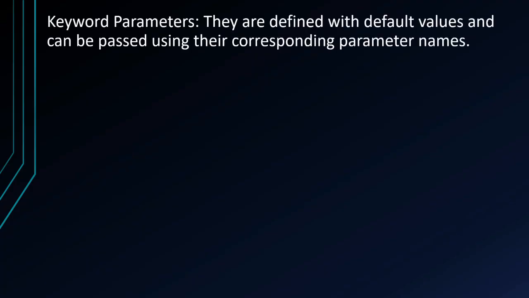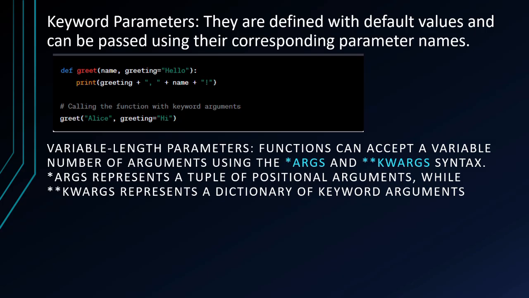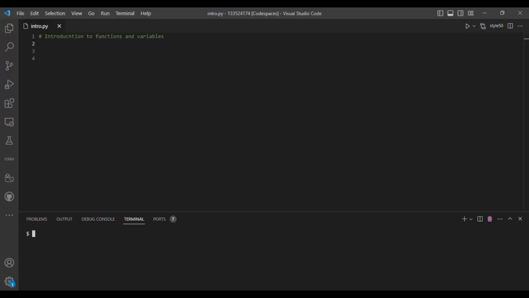So the next one is keyword parameters. Keyword parameters have default values and can be passed using their corresponding parameter names. Here is an example of the keyword parameters. We pass the keywords inside the parentheses, and the other is the variable length parameter. Variable length parameters allow functions to accept a variable number of arguments. So here are star args and star kwargs. So let's write the code for these three parameters to better understand the logic behind them.